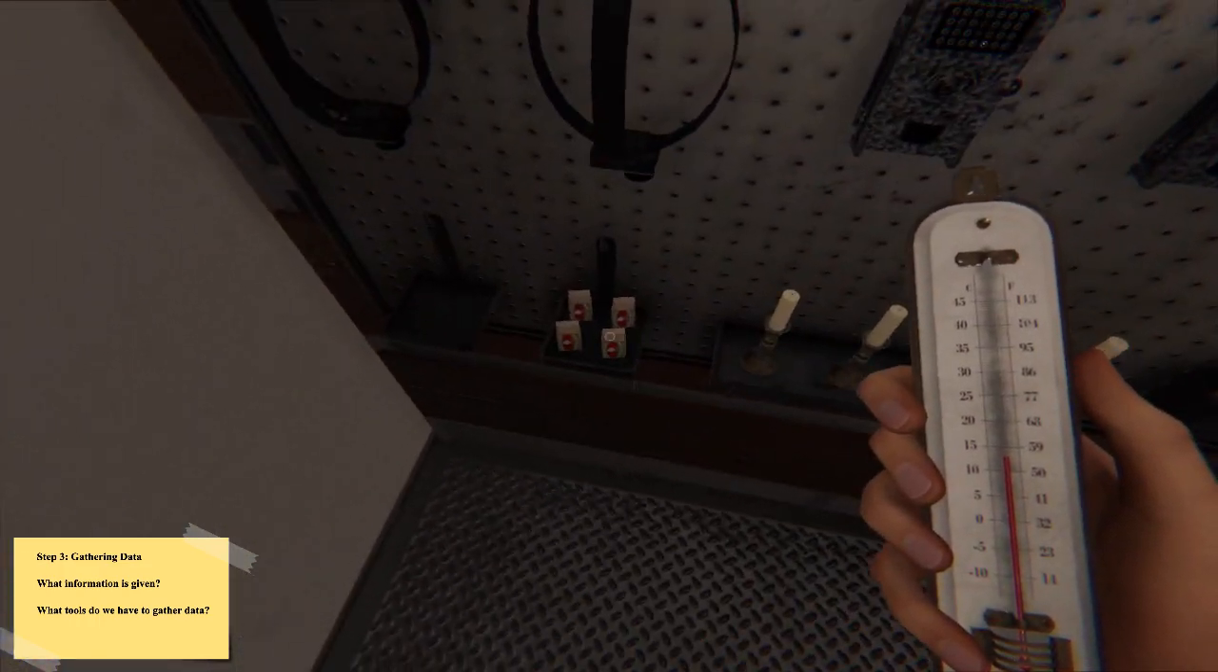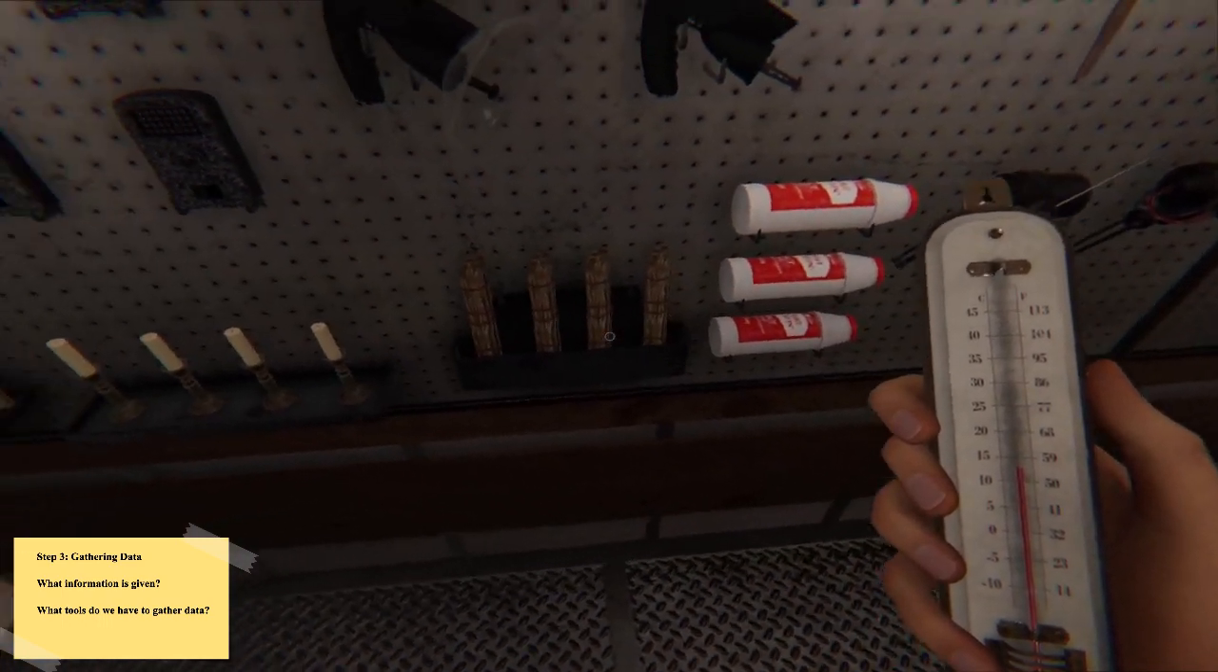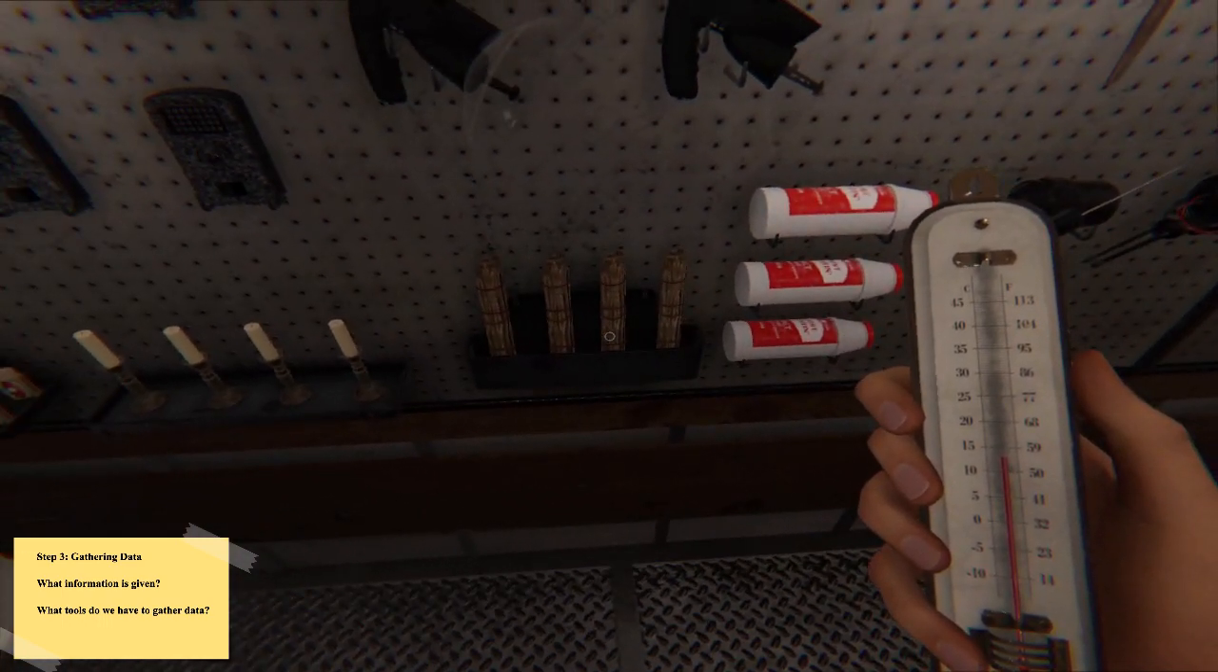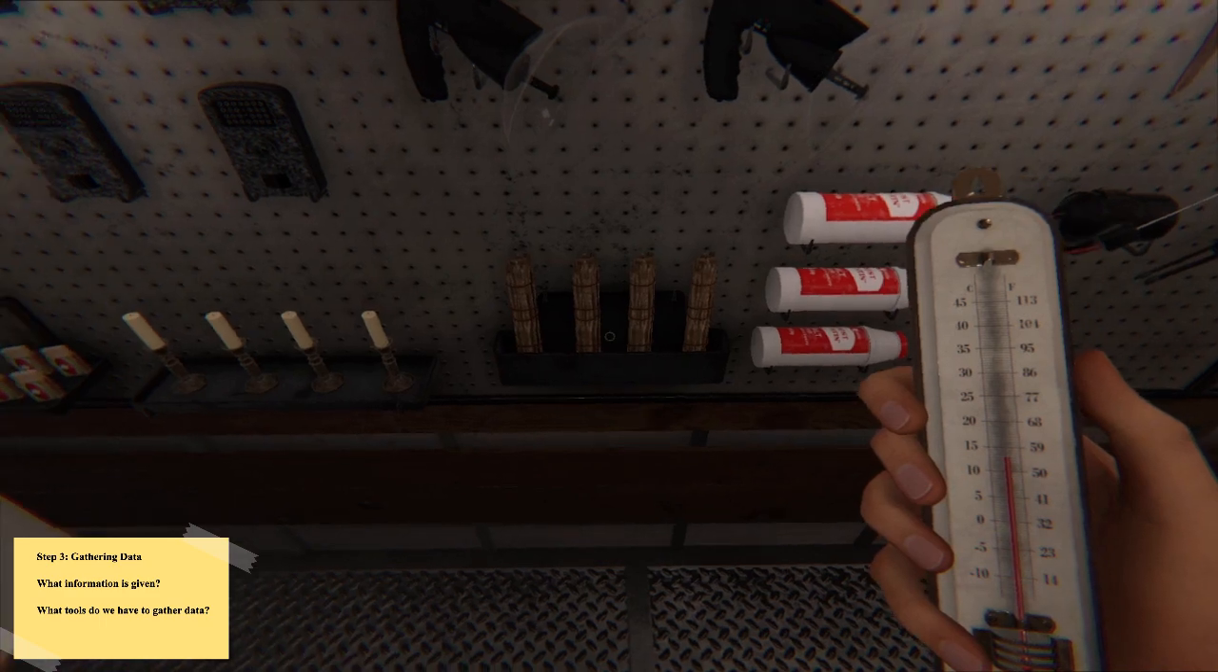And then, of course, we have matches, candles, and incense. Incense is like a special type of wood or herb that you burn that gives off smoke and a specific smell.